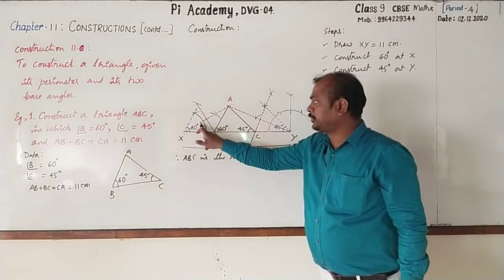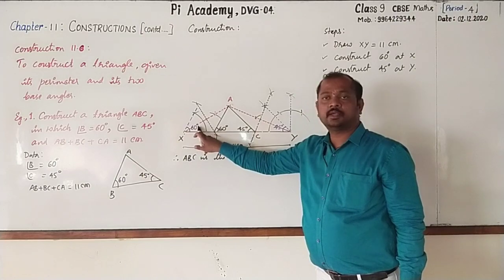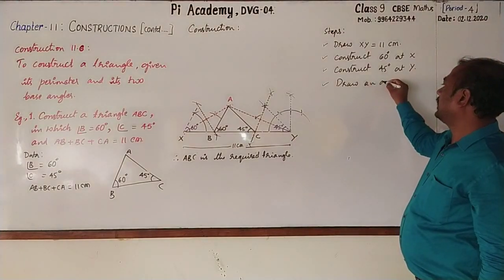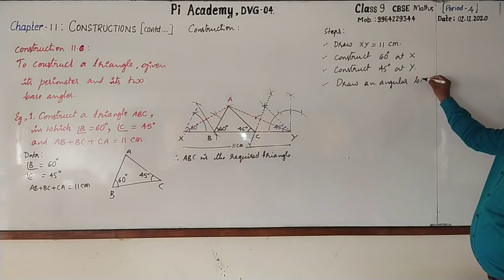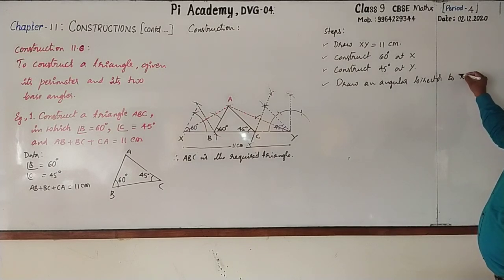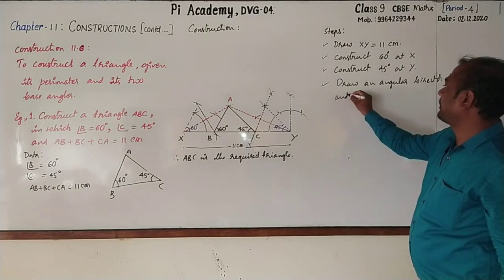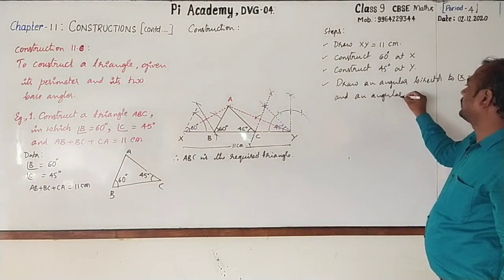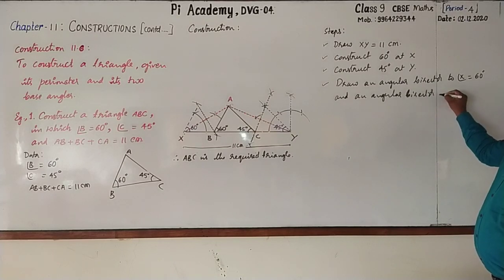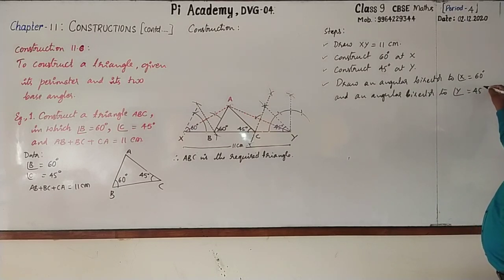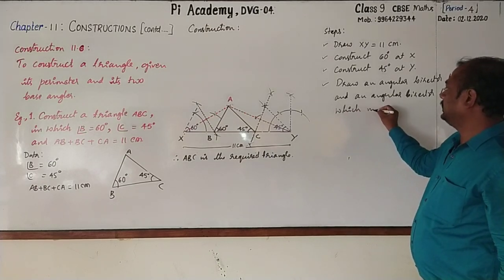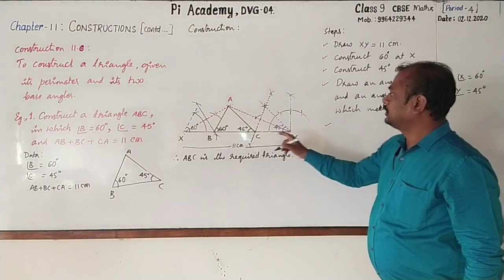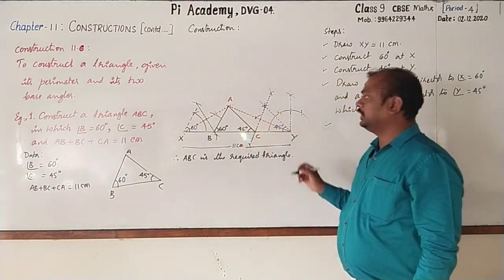Next, draw an angular bisector to angle X, that is equal to 60 degree, and an angular bisector to angle Y equal to 45 degree, which meet at A. Followed? Next, join AX and AY.